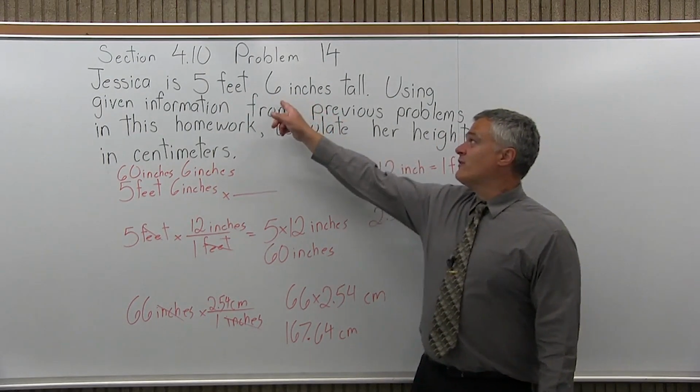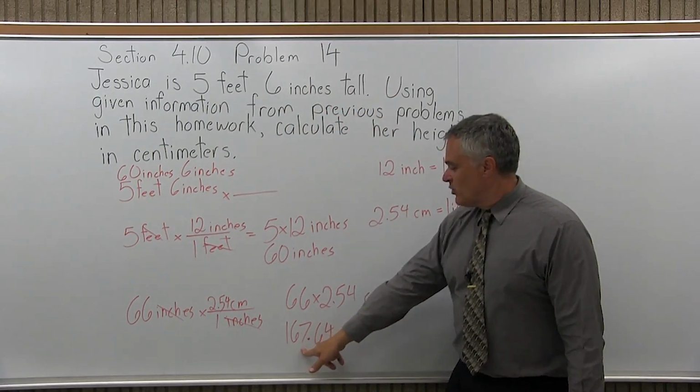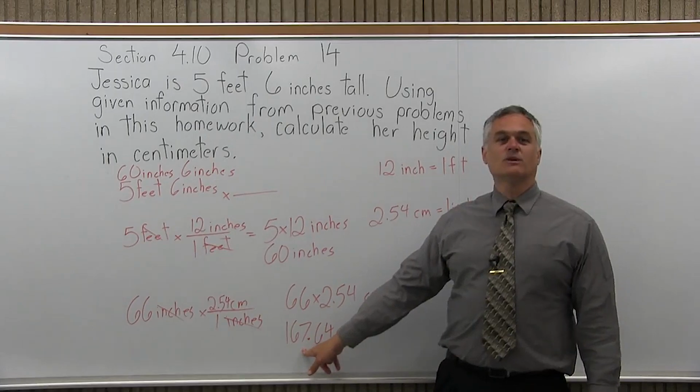It says Jessica is 5 foot 6 inches tall. How tall is that in centimeters? In centimeters, that would be 167.64 centimeters tall.